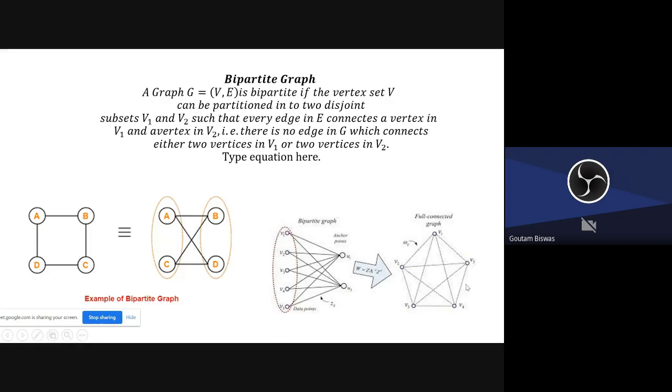Here also, you see V1 is connected at 1, 2, 3, 4 with all. V2 is connected with all. This is a fully connected graph. So a bipartite graph has been converted to a full bipartite graph, and it can be connected by means of a linear transformation. Okay, but that is not included in your syllabus.